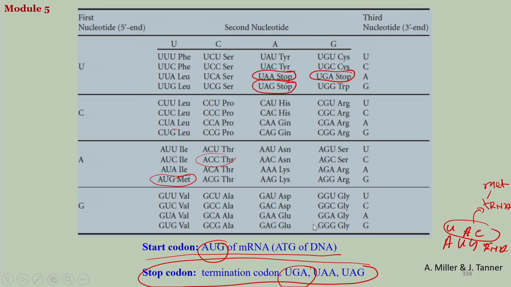So, you can practice using different kinds of sequences, permutations and combinations, and try to read the table, use this table to figure out the peptide chain that could be synthesized from a given DNA or mRNA. Now, with this I will come to an end of this module 5.